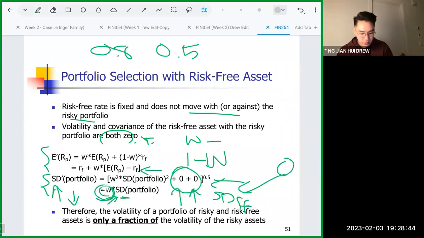So this is quite cool, right? You add in the risk-free asset, then the overall risk of the portfolio decreases. So it's only a fraction of the volatility of the risky asset. Can everyone understand this? Anyone has questions? Because this is a very basic concept which we'll build on later as we get more and more complex.